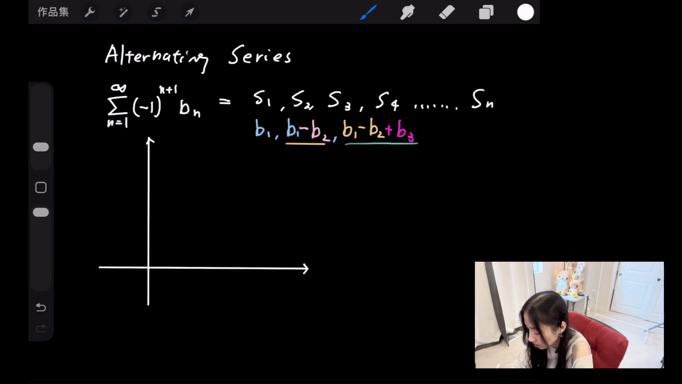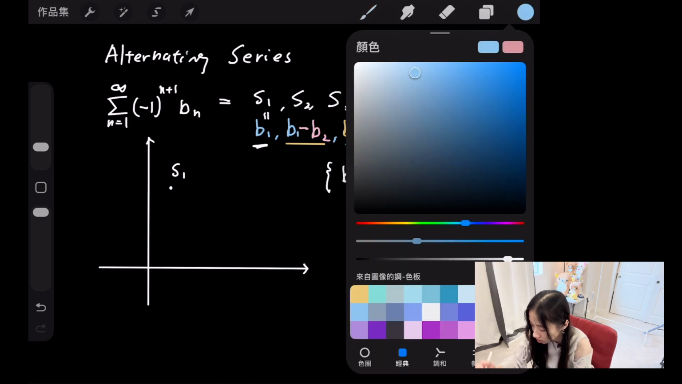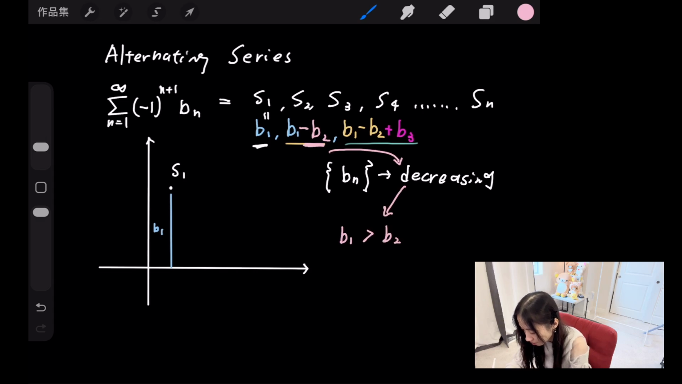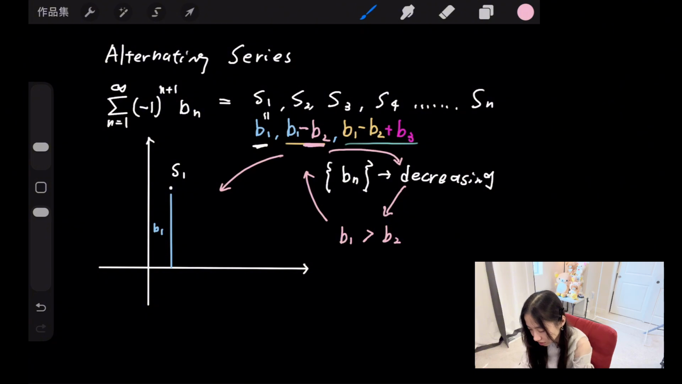So as you can see here, that's the most important thing we haven't assumed. We want to assume that the b sub n sequence is decreasing. So let's observe: your b1 will be your S1. Let's say your S1 is here, and your b1 will be this distance. Then you need to subtract b2, and b1 is bigger than b2. So as you subtract b2, it should go down here, but not all the way down because b2 is less than b1. So here will be your S2.